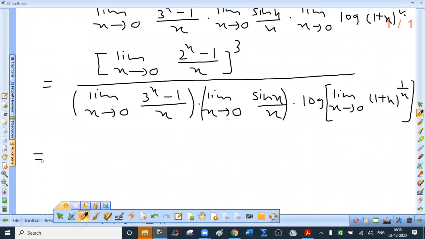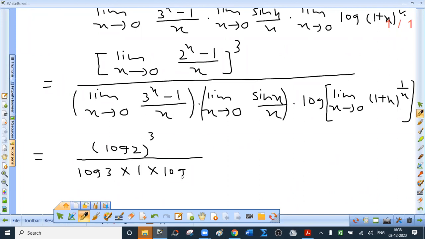So this is log 2 cube upon log 3 into 1 into log e. What is log e? Log e is 1. So this is log 2 cube upon log 3. Why? Because log e is nothing but 1. This is the final answer. So we stop here.